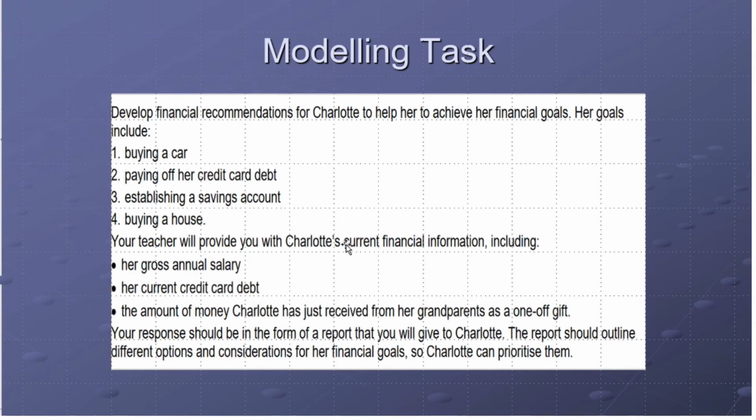All right, what I've just done at the end of the slide is putting together just examples of what the assessment looks like. So your modelling task in Essential Maths is trying to come up with recommendations for Charlotte to achieve her financial goals, which include buying cars, paying off credit cards, buying a house, establishing some sort of savings account. Generally, they're all open-ended, pretty much like your current PSMT that you're doing in maths, where everyone's got their own individual data, and you try and solve the problem using the maths that you've been taught in class.